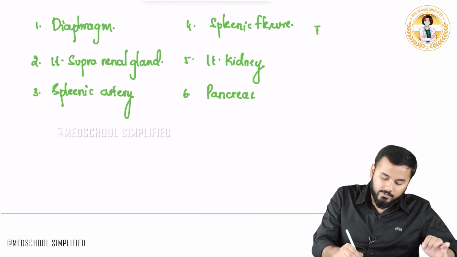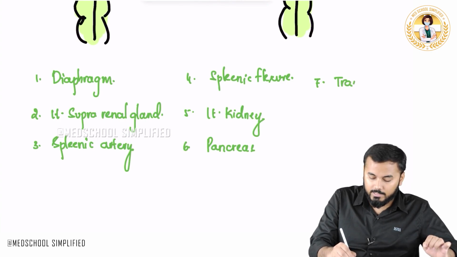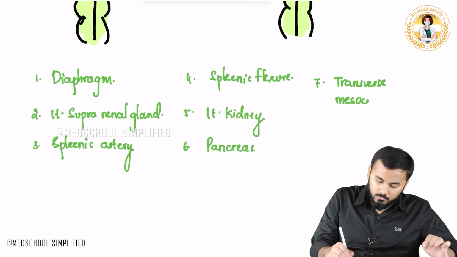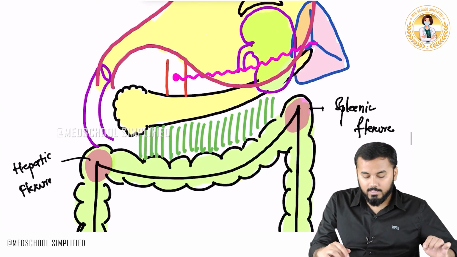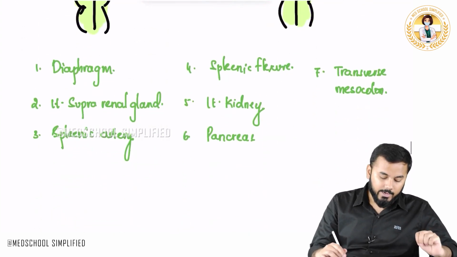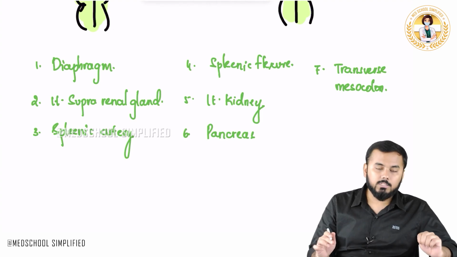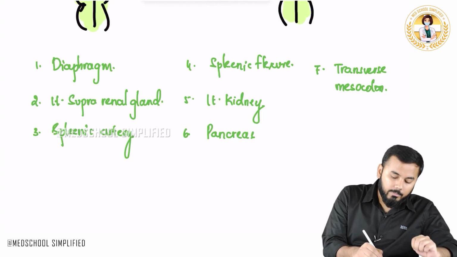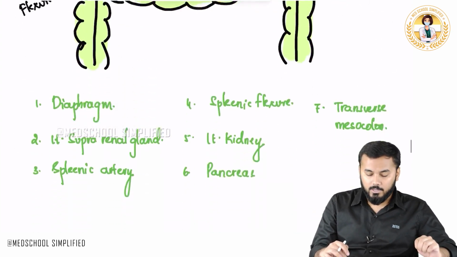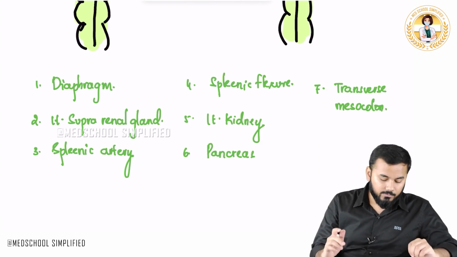And the seventh important thing we have is the transverse mesocolon. So all these are the structures that are located under the stomach bed, right? So how do you remember this? And by the way, not to forget, even the spleen is also touching. So the spleen is also located here. I did not write it, but by the diagram itself you can figure it out.